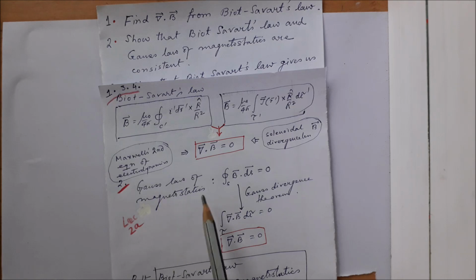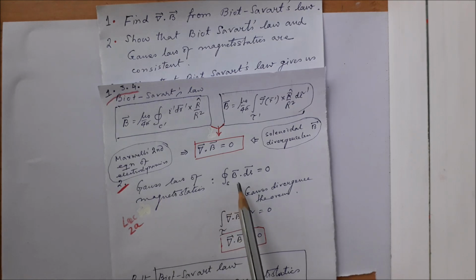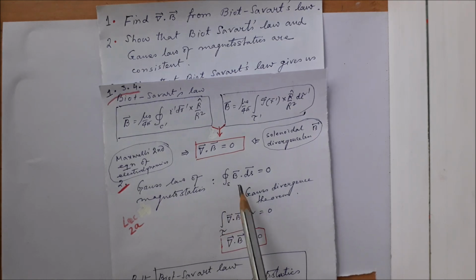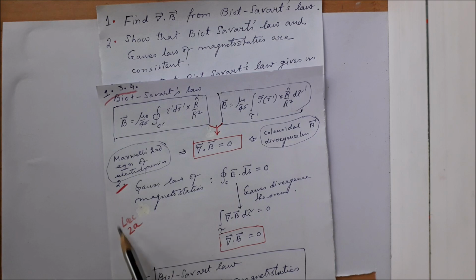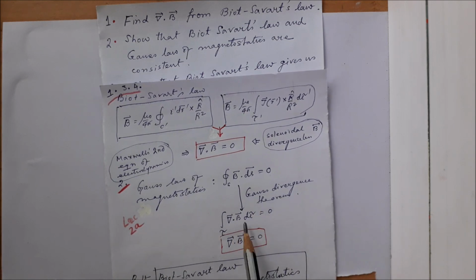Now Gauss' law of magnetostatics is closed surface integration of B equal to 0. If we apply Gauss divergence theorem, this was discussed in lecture 2a, then we end up with divergence B in the integrand, and we then have divergence B is 0. Now this is Maxwell's second equation of electrodynamics, and this is Gauss' law of magnetostatics.